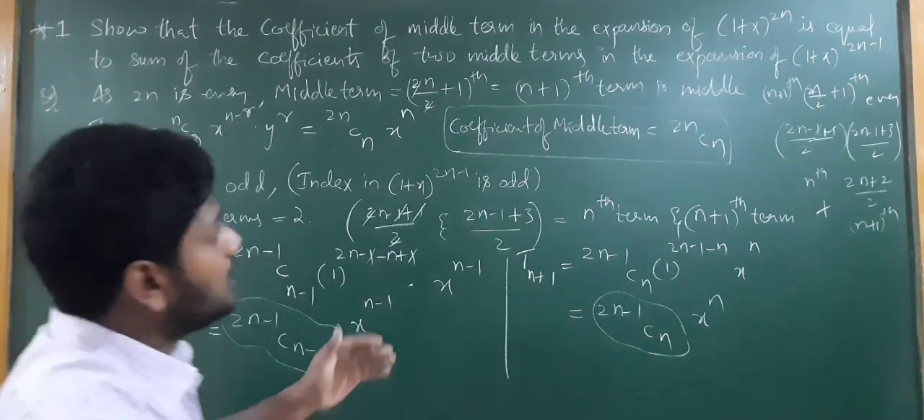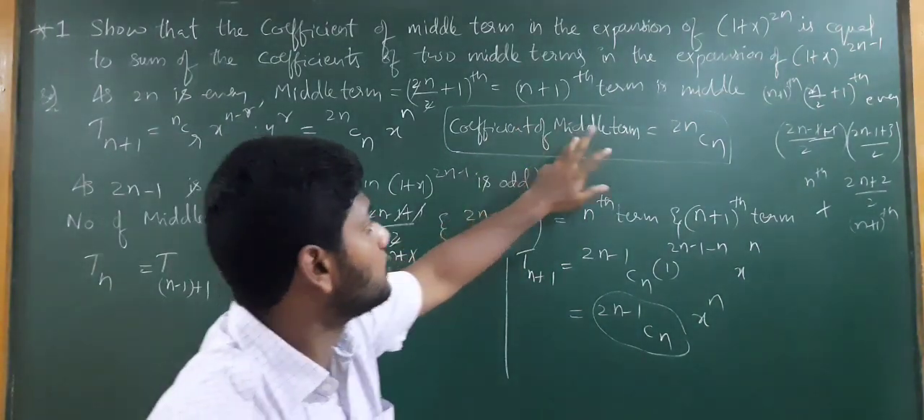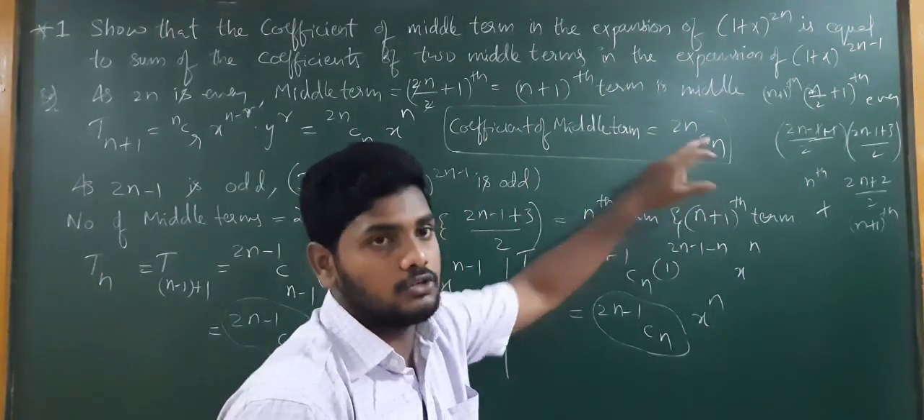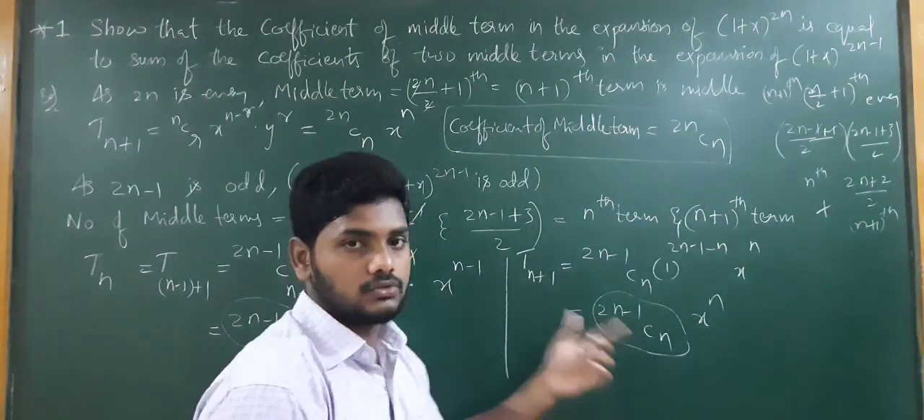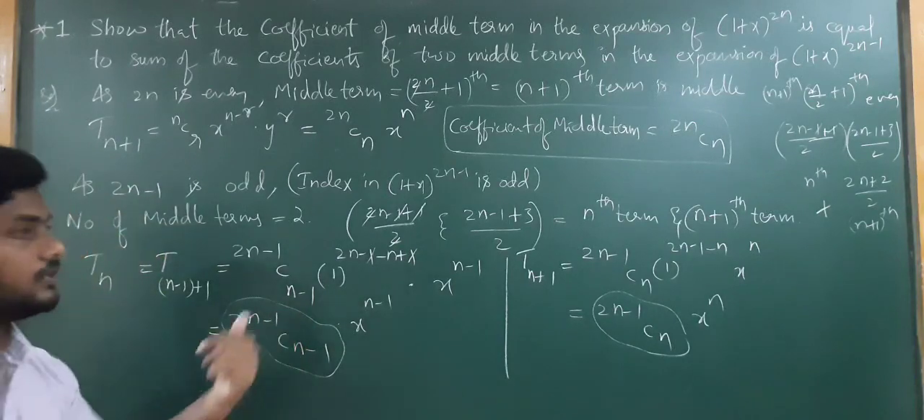Now what we need, they are asked to show that the coefficient of the middle term 2n cn should be equal to the sum of this one and this one. So we will show that. Until then you pause the video and note it down.